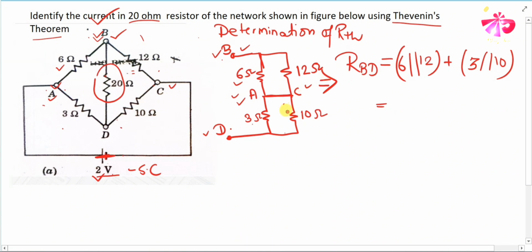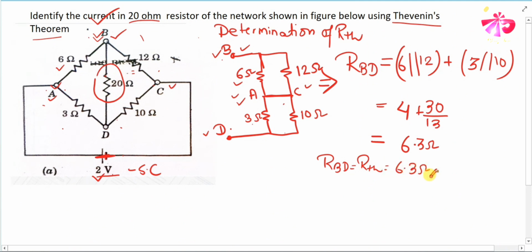If you identify the value of RTH from this, you will find that 6 and 12 in parallel give 4, plus 30 by 13 for 3 and 10 in parallel, which is equal to 6.3 ohm. Therefore, we can say that RBD is equal to RTH, which is equal to 6.3 ohm. After identifying this, the next task is to identify VTH.